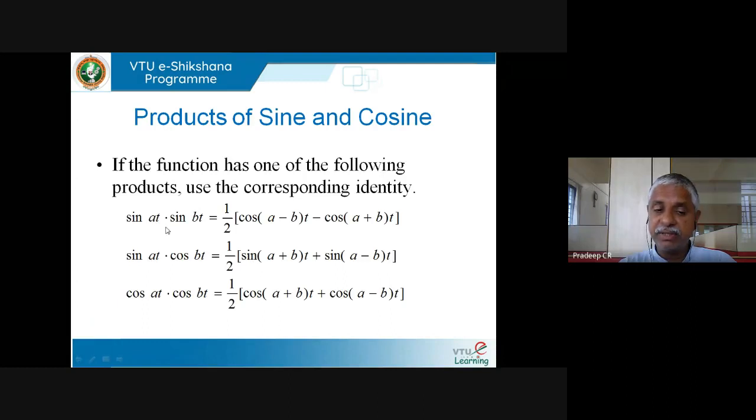Similarly, sine AT, cos BT also has a formula in terms of sine of A plus B and A minus B. Similarly, cos AT, cos BT: if I want to find Laplace, it is half Laplace of cos (A plus B)T plus half cos (A minus B)T. So this again I can find in similar terms. These are the standard techniques to find Laplace of various functions which are built from elementary functions.